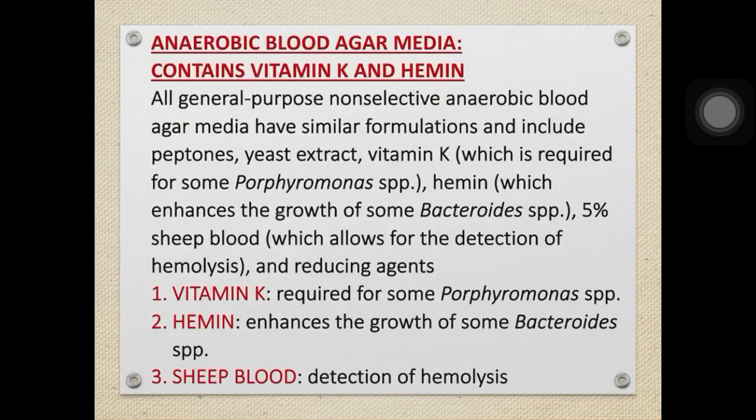For anaerobic blood agar media, it should contain sheep blood, vitamin K, and hemin. Ano pong purpose ng vitamin K? Ang vitamin K is required for some Porphyromonas, hemin. It enhances the growth of Bacteroides and sheep blood for detection of hemolysis.